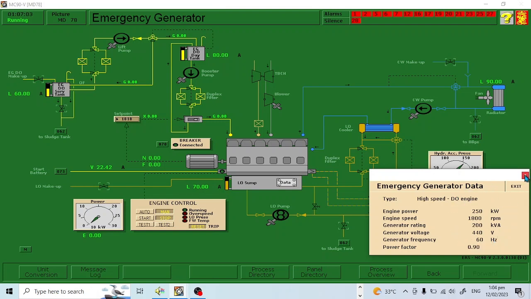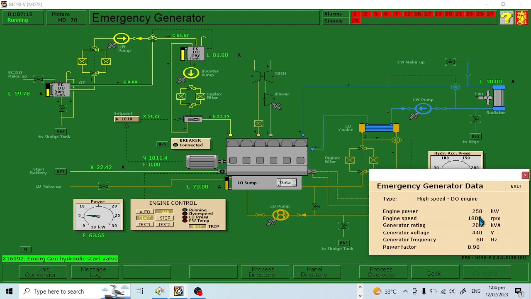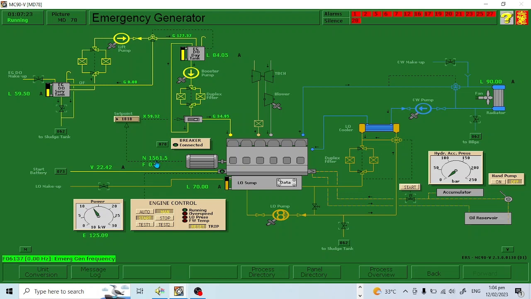So that, for example, we close this and we run this by starting using the accumulator. You have to observe the parameters, for example, the RPM. As the data says, it is 1,800 RPM. So when you start the generator, you have to wait for that RPM to reach at least 1,800 RPM. So the frequency is still 0. Later, we will show how we are going to give the frequency of 60.